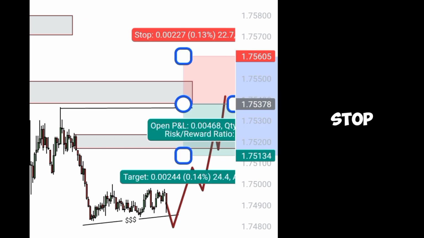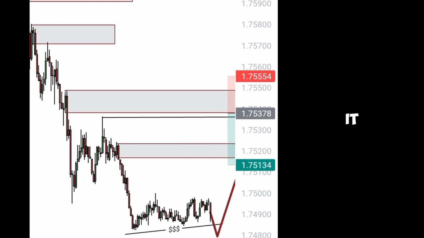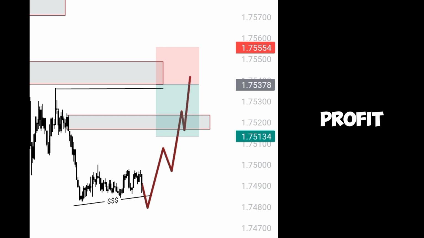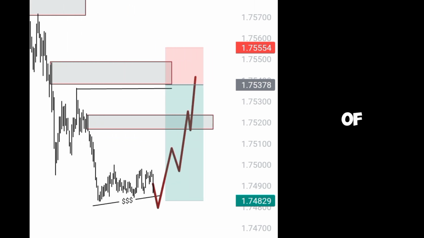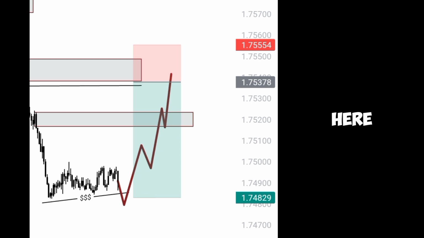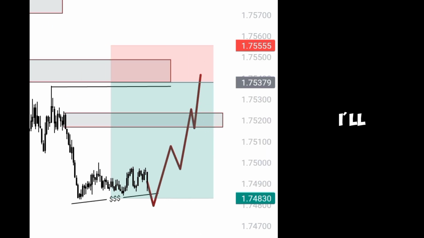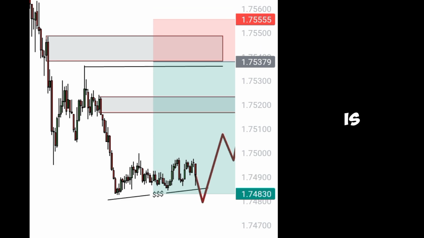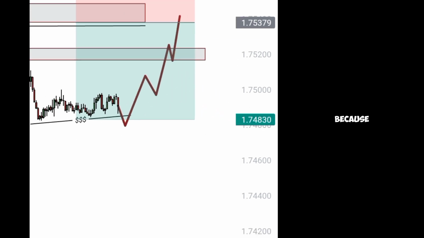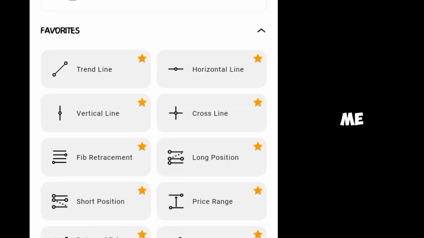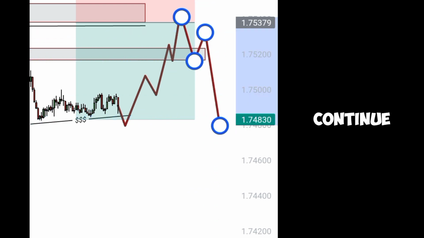All right, so I want my stop loss to be slightly above it, and then I want my take profit to be below. So in this case, I'm having a risk reward ratio of 1 to 3. So let me bring it here. So this is what I'll be looking out for. This is the 5 minute time frame that I was able to find this setup, because it was not very clear to me on the 15-minute time frame. So I want that push downwards, and then we continue downwards.